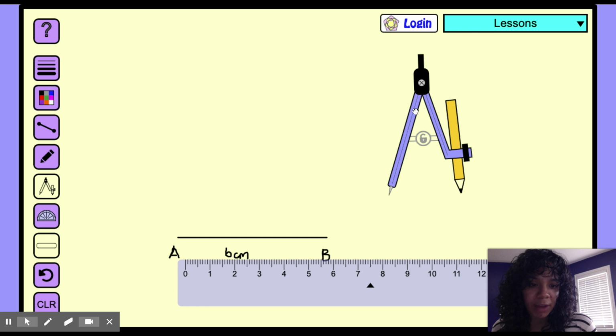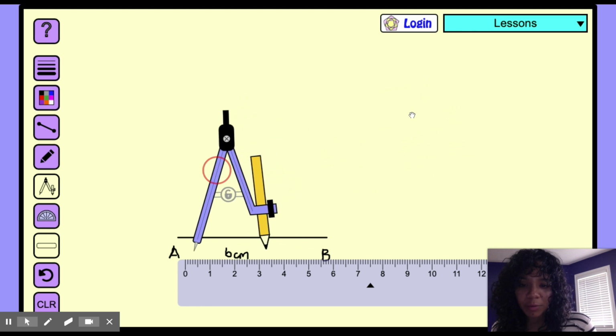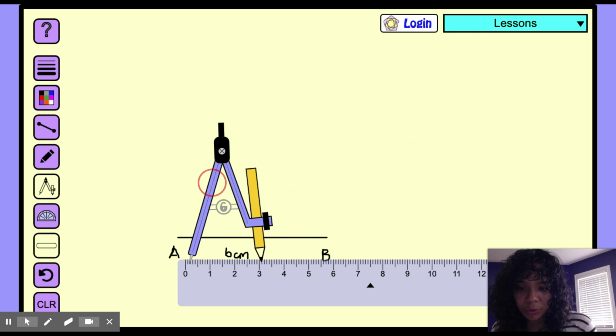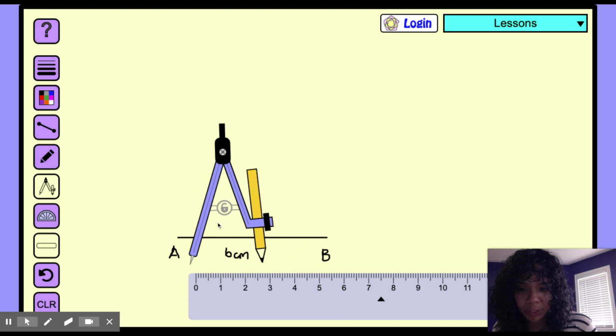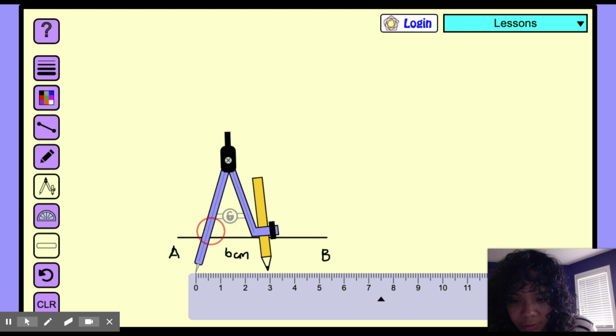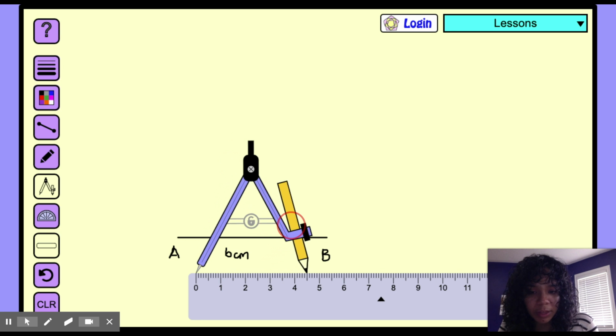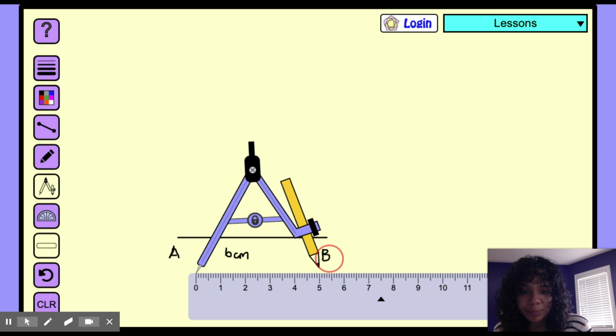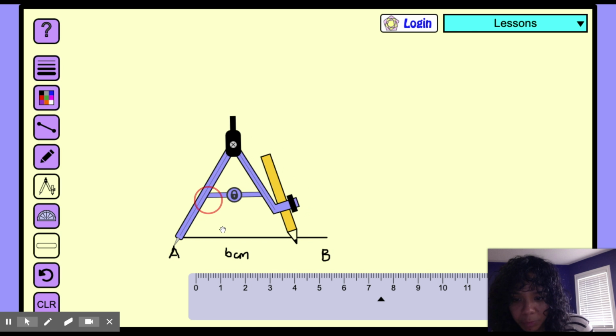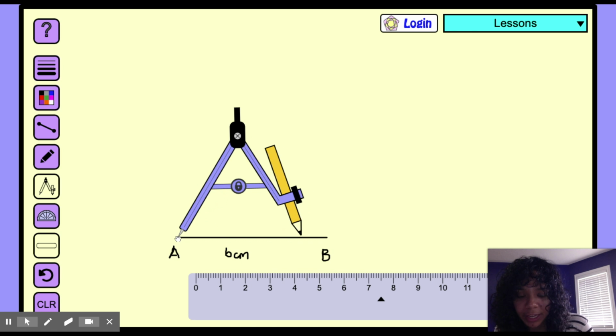Make sure that you have the hand showing, and you're going to drag one point of the compass to the 0. I don't know why it's snapping there. Maybe I'm going to pull it out of the way a bit. Okay, so you're going to pull it to the 0 right there. Perfect. Then you're going to pull this side of the compass with the pencil until you reach 5. Then you can just lock it in place. Then you're going to drag this side and put it on the A. Remember, we're drawing the arc of AC.